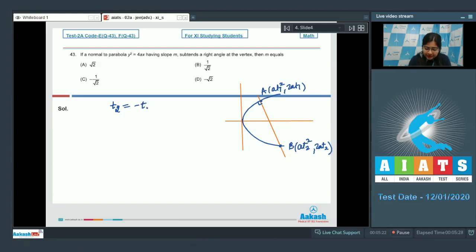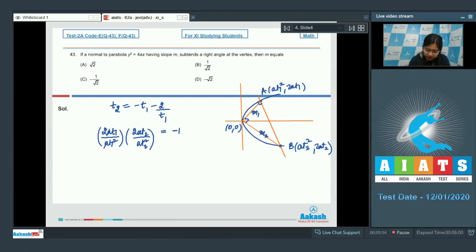T2 is equal to minus T1 minus 2 divided by T1. Now, here it has been given that this chord is subtending a right angle at the center. So, we say that M1 into M2 is minus 1, that is (2AT1 minus 0) divided by (AT1 square minus 0) multiplied with, similarly, 2AT2 upon AT2 square. M1 into M2 is minus 1.